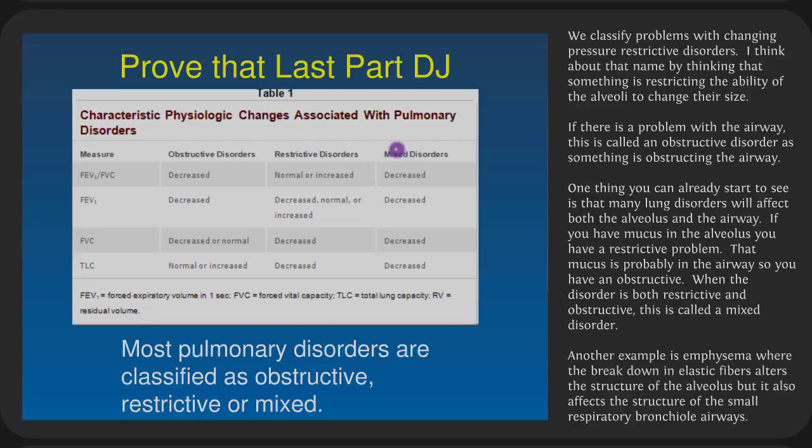One thing you can already start to see is that many lung disorders will affect both the alveolus and the airway. So we're going to get mixed disorders. If you have mucus in the alveolus, you have a restrictive problem. That mucus is probably in the airway too, so you have an obstructive disorder. So when the disorder is both restrictive and obstructive, this is called a mixed disorder. Another example is emphysema, where the breakdown in elastic fibers alters the structure of the alveolus, but it also affects the structure of the small respiratory bronchial airways. So it's affecting both the airways and the alveolus.